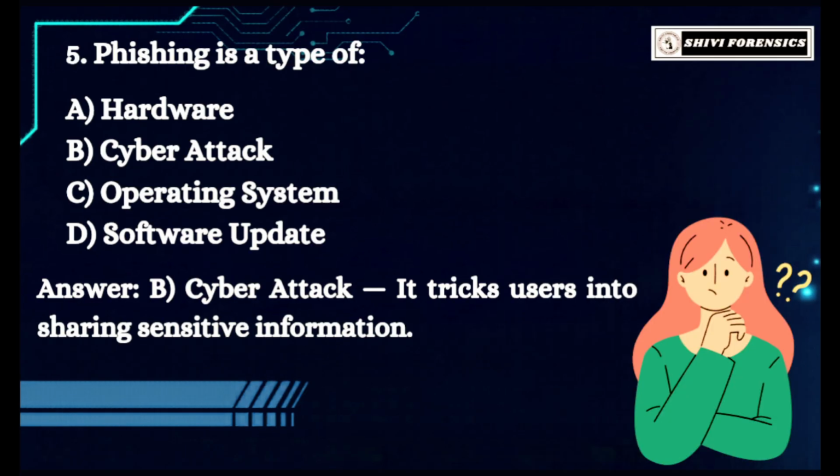Now, our question number 5 is, phishing is a type of option A, hardware, option B, cyber attack, option C, operating system, option D, software update. So the correct answer for this question is option B, cyber attack. Phishing is a social engineering attack where criminals impersonate trusted organizations to steal sensitive information.